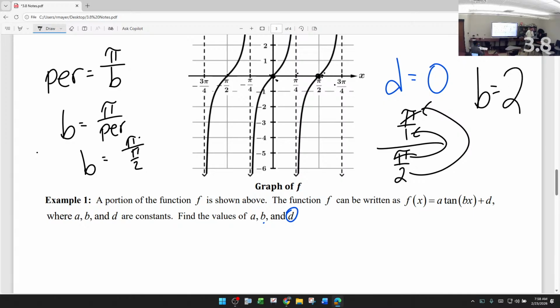Yes, sir. Why is it pi first, and not 2 pi first, like with sine and cosine? Because it repeats in the third quadrant. Sine and cosine are the same in the third quadrant as in the first.